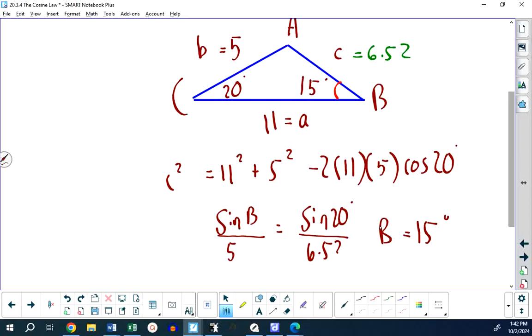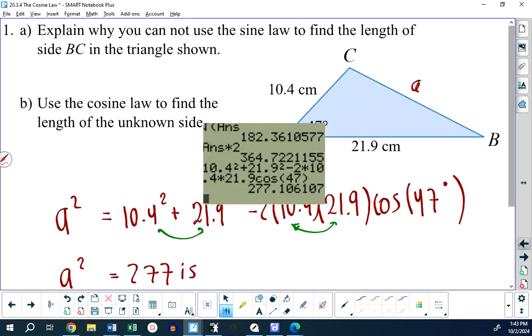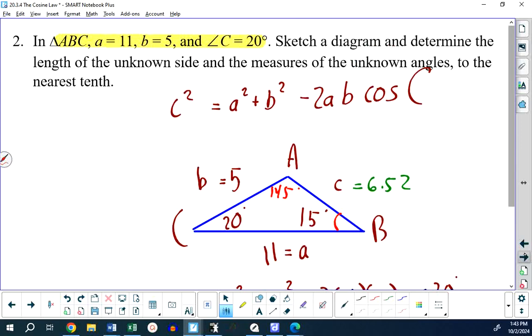I hope you're okay with me not even writing anything to find that top angle. The three angles have to add up to give 180, don't they? That's the rule. 180 minus 35 is 125. Is that right? No. 145? And we're done. Any questions with that second example? All right.